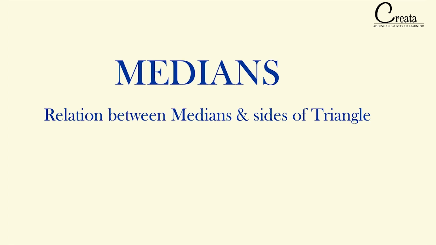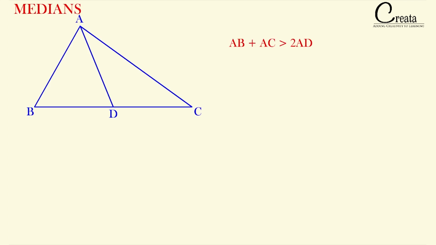Moving further, now we will see the relation between the sides of the triangle and the medians of the triangle. The first relation is that AB plus AC is greater than twice of AD. Here AD is the median and AB and AC are the two sides of the triangle. As per this relation, if we add two sides, say AB and AC, then the addition of these two sides is always greater than twice the median which is between those two sides.